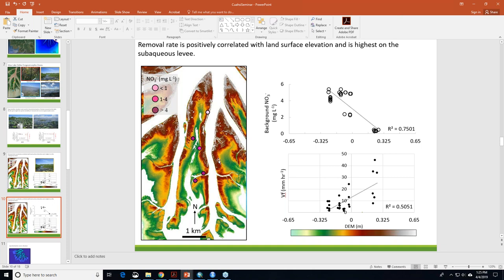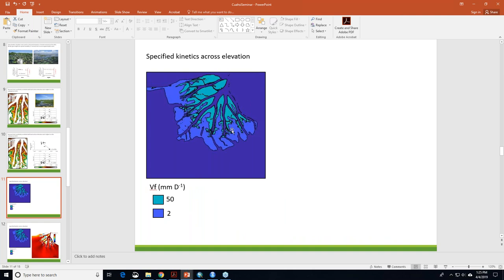So back to the two-dimensional model. What I have here, again, is Wax Lake Delta, and for my initial conditions, I set the removal rate to be high, so about 50 millimeters per hour, at the highest elevation and low at the lowest elevation. So just the two scenarios.